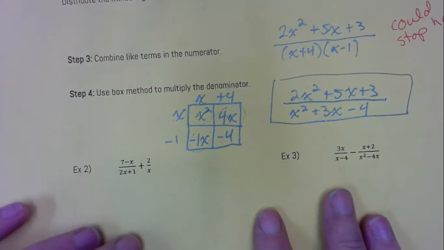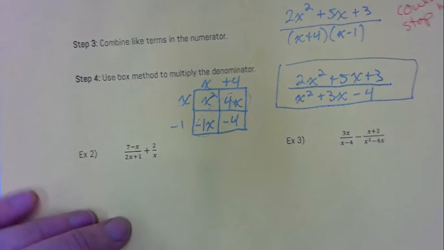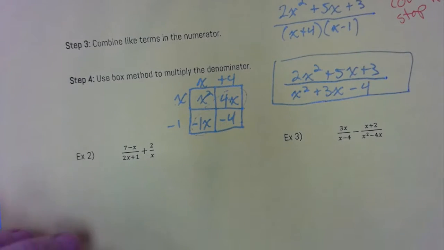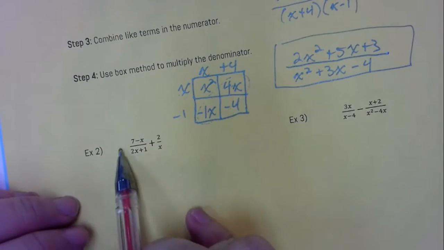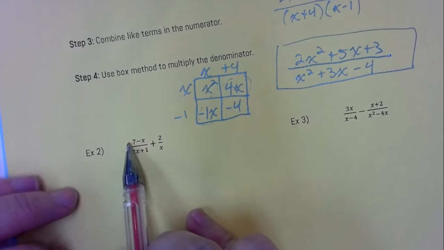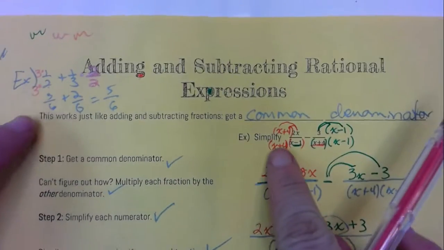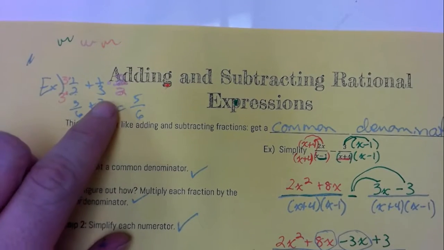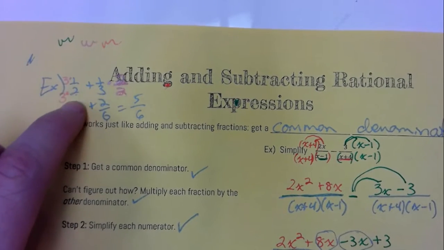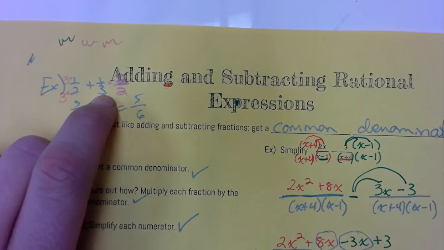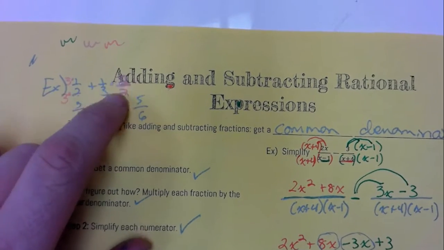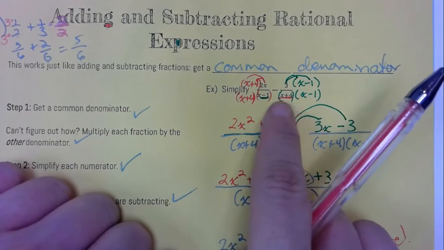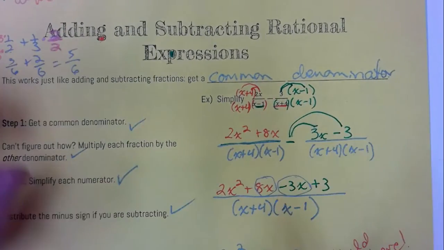All right, let's try number 2. So first, I want you to tell me, what am I going to multiply this fraction by? And use the previous examples to help you. Think about it. When we did just the fractions, we multiplied the first fraction by the second denominator and the second fraction by the first denominator. Same thing here. Multiply the first fraction by that second denominator and vice versa.